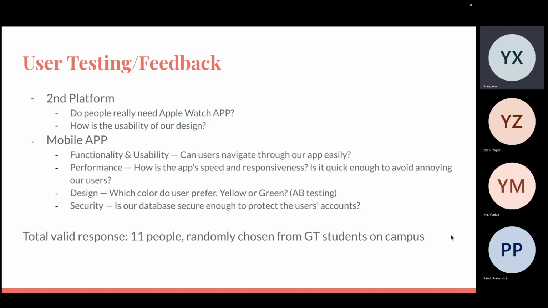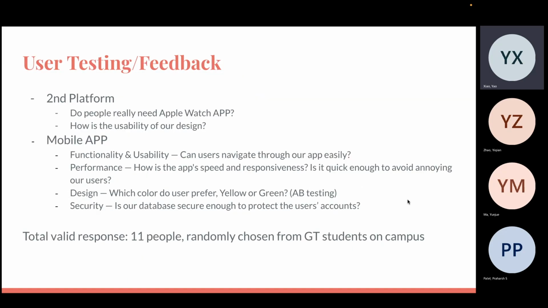To conduct valid user testing, we just stand on Tag Green and show our app to people who walk by, just random people, and ask them to give us some feedback. Finally, we got 11 valid responses, and now let me show you the results.